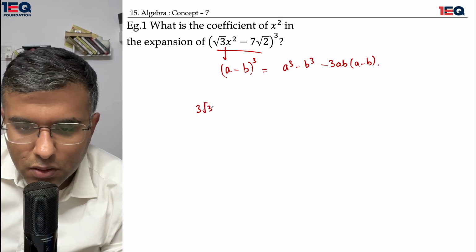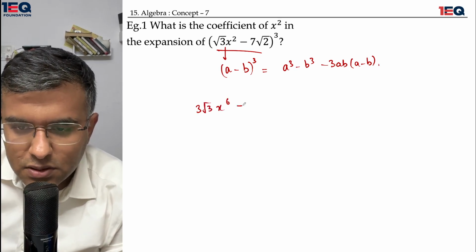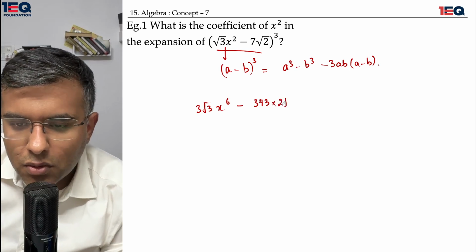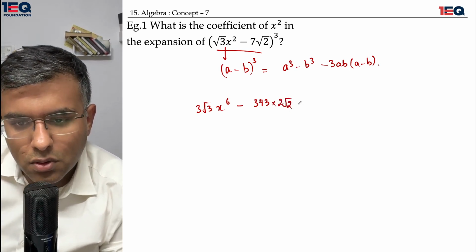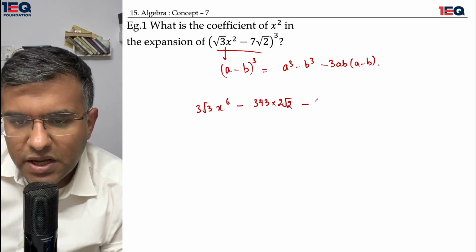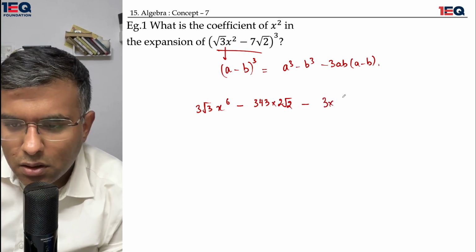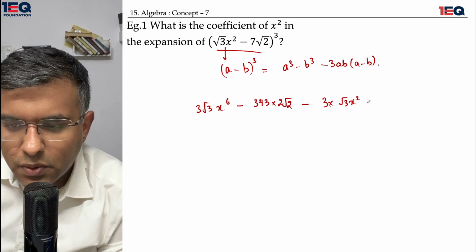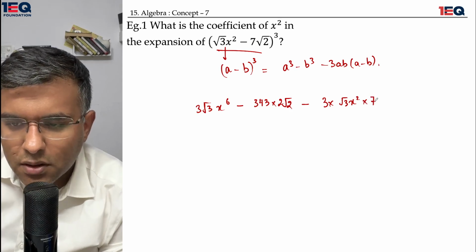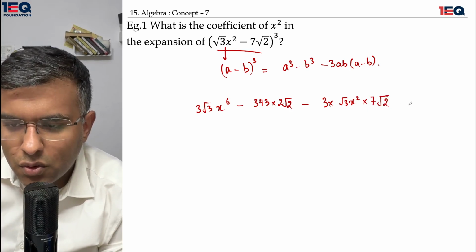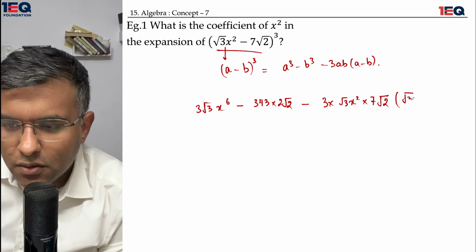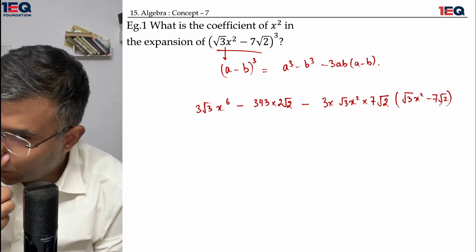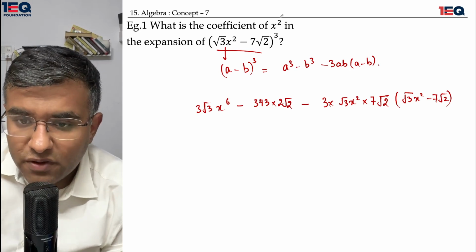3 root 3 x raised to the power 6 minus 343 into 2 root 2, minus 3 into root 3x square multiplied by 7 root 2 multiplied by root 3 x square minus 7 root 2. So it's asking me the coefficient of x square.